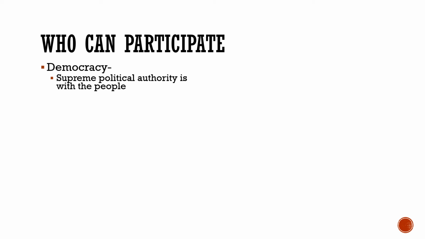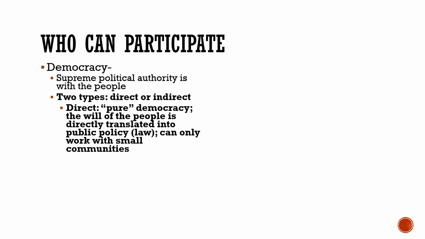Who can participate? So we're going to look first at democracy. The democracy states that the supreme political authority is within the people. The people are the ones making the ultimate decisions. Now, there are 2 types of democracy: indirect and direct. Direct is a pure form of democracy. The will of the people is directly translated into public policy or law.